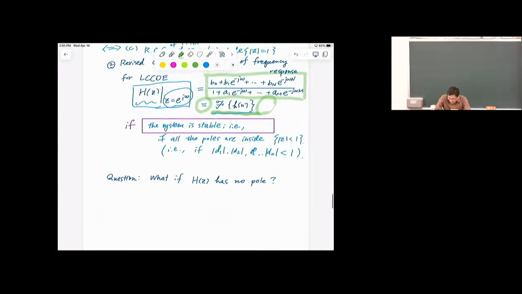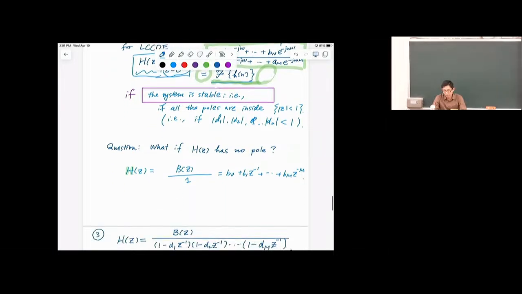Equivalently, H of z, if it doesn't have any pole, that means A of z is equal to 1. So H of z is simply B of z, which is b0 plus b1 z inverse plus maybe up to several terms. It's a polynomial. When the system is like that, what is the impulse response? Can you draw a sketch of the impulse response? The impulse response has only so many non-zero terms.